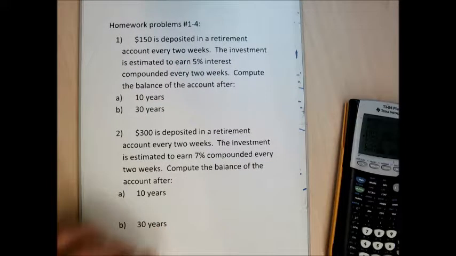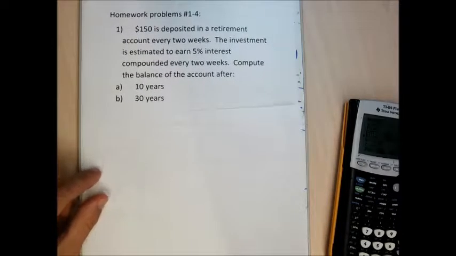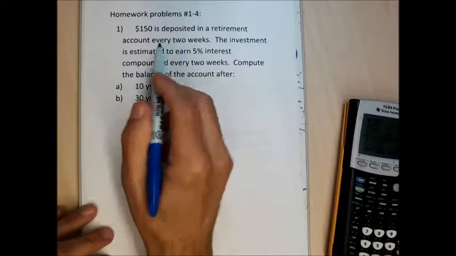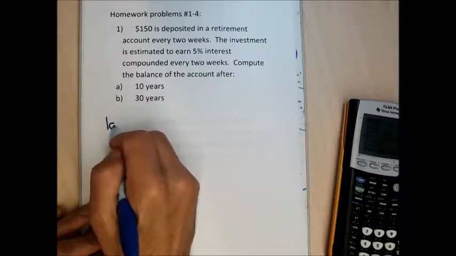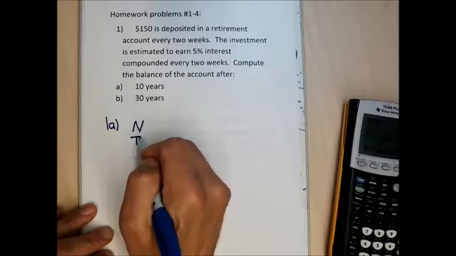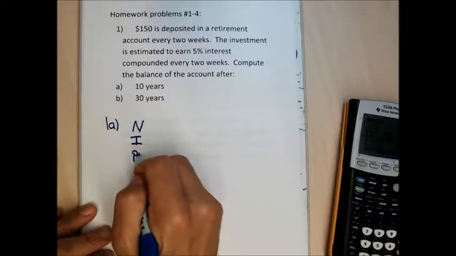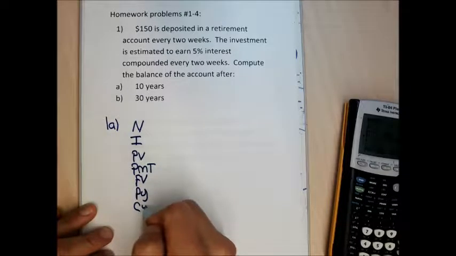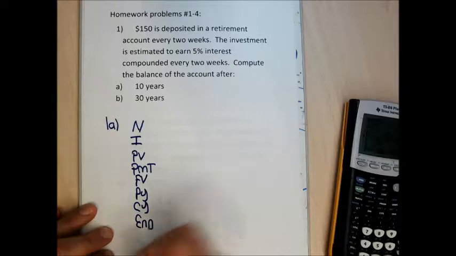All right, so now we're going to do some homework problems, and just kind of like I've been doing, I'm going to start doing the first problem with you, and then I'll let you do a problem. So question 1, as I read through this, I know when I go to do part 1A, I'm going to use the TVM solver, which means I need an N, an I, PV, a PMT, an FV, a PY, a CY, and I'm going to leave my calculator on end.